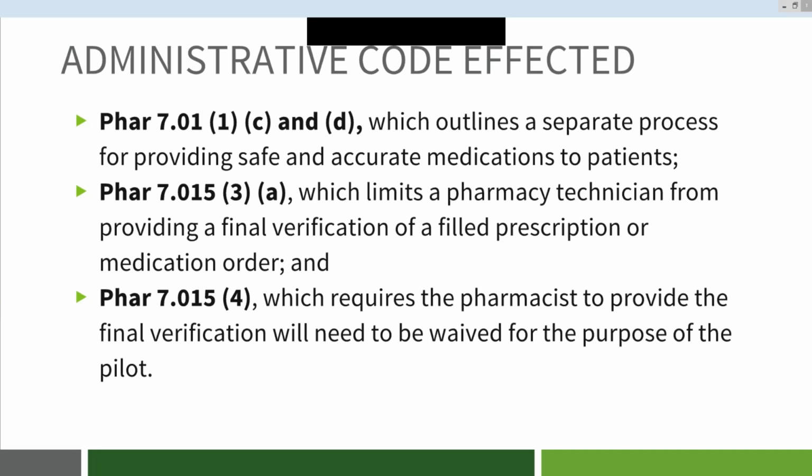As mentioned, the Pharmacy Examining Board grants waivers to rules to pilot a program. To permit the Community TCT pilot, the board granted waivers to portions of FAR 7 that are listed on the screen.